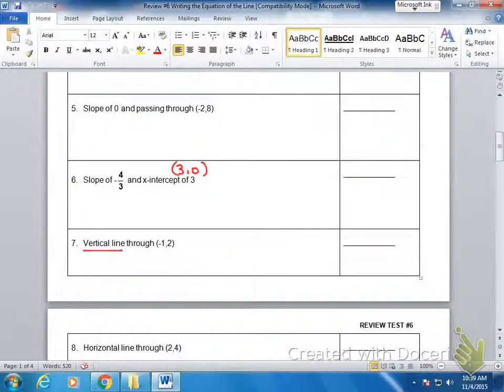Well, the second you see vertical line, you should think x equals. The only x value they gave me is -1. So my answer is x equals -1. So, guys, first page, not too bad. Just make sure and take your time. Let's go to the next page real quick.